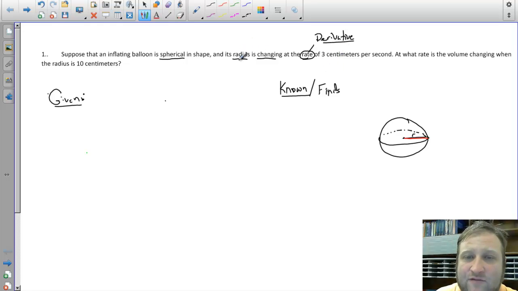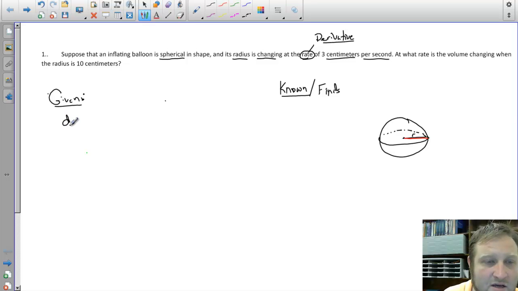Notice here we have radius changing at the rate of 3 centimeters per second. Units are very, very helpful because they are indicative of that rate of change. So notice here we have the radius, and the radius is changing at the rate. Most people might make a mistake and say that's just going to be a value of r. However, since it's a rate, we know that our given, our known, is actually going to be dr/dt. So we're going to have a value of dr/dt. The radius is changing with respect to time.